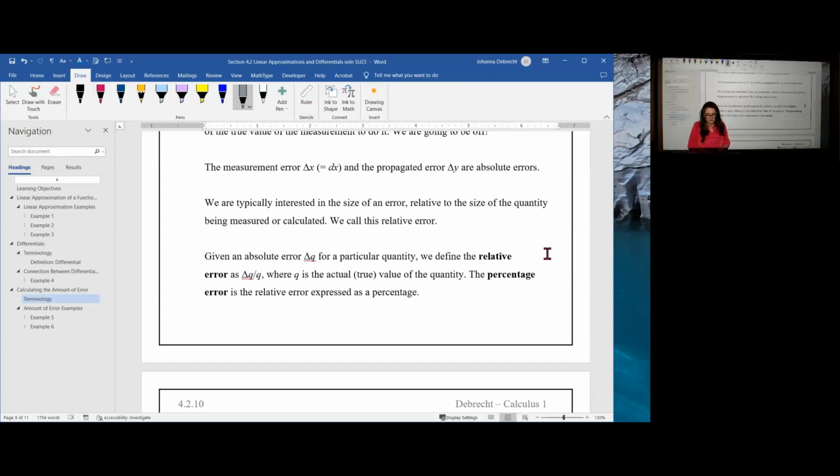What is the relative error? If we have an absolute error, delta Q, for some quantity, the relative error is given by delta Q divided by Q, where Q is the actual true value, the actual distance from here to the moon. But we may not know the true actual distance from here to the moon, so we'll have to approximate it using our measured value. The percentage error is when you take the relative error and multiply by 100. It's just the relative error expressed as a percentage.